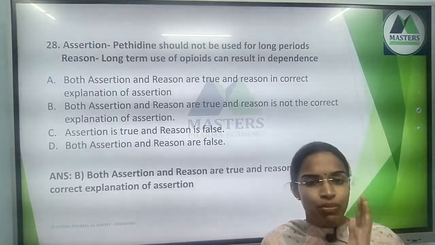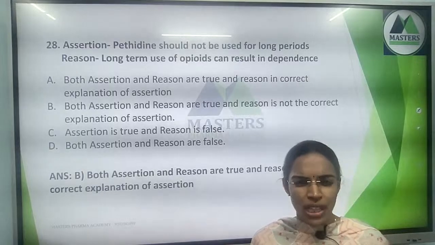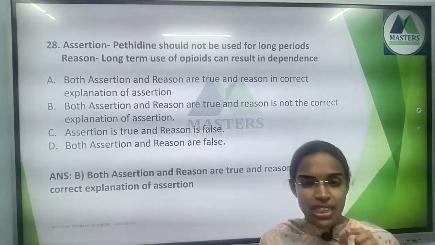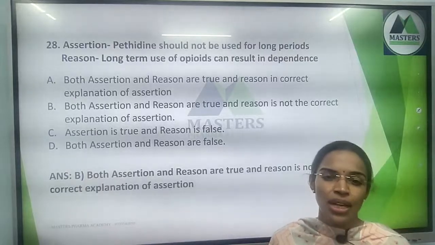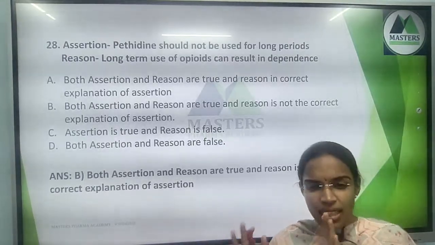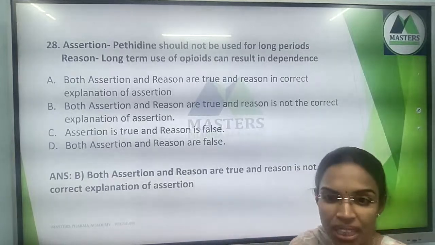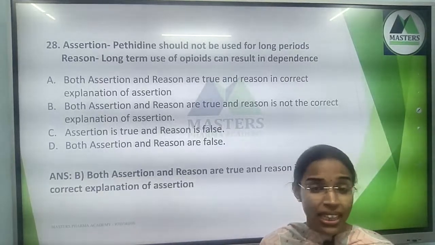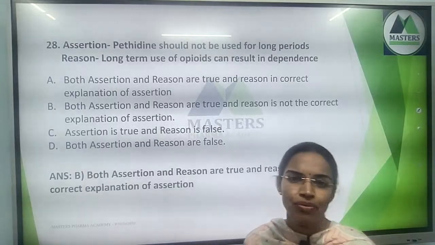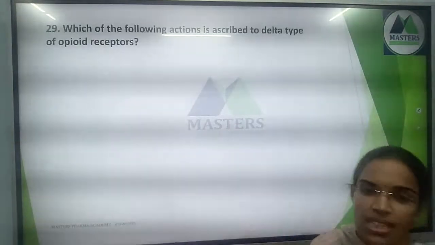Pethidine is not prescribed for long periods because it is not a long-term used opioid like morphine, codeine and all. Pethidine should not be used for long periods because it causes cramps and seizures. That is the reason. So the answer is: both assertion and reason are true, but reason is not the correct explanation of assertion. This is option B. If used for long periods, pethidine causes seizures and cramps, so it does not usually result in dependence. And question number 29.